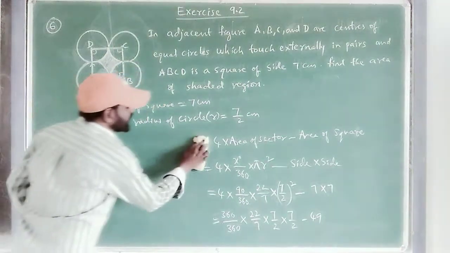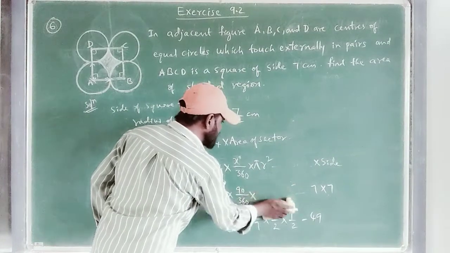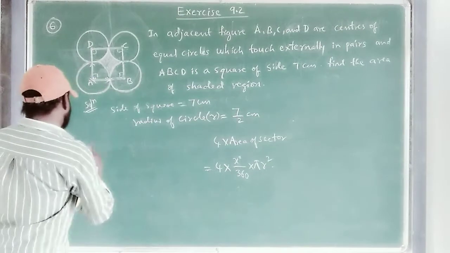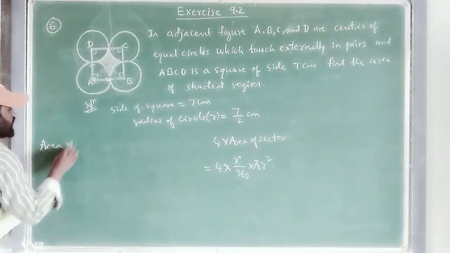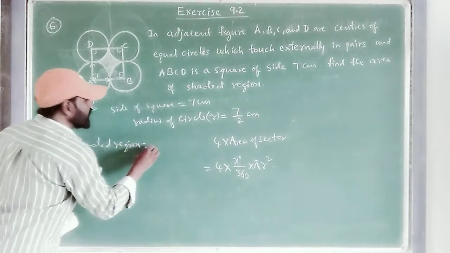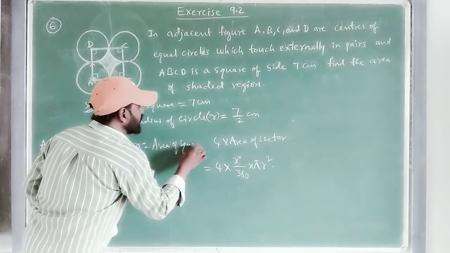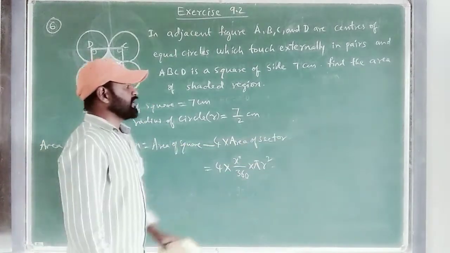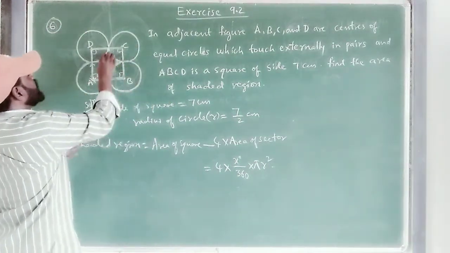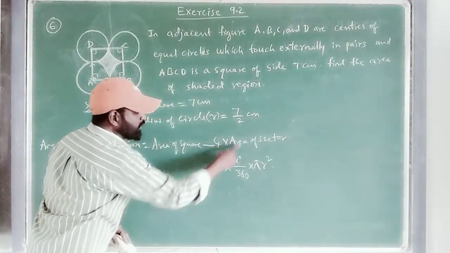So, I will write this once again. Area of the shaded region is equal to area of the square minus 4 into area of the sector. So 4 sectors are removed from the square, then only the shaded portion will come, right? Okay. Now here this is 4 into area of the sector.